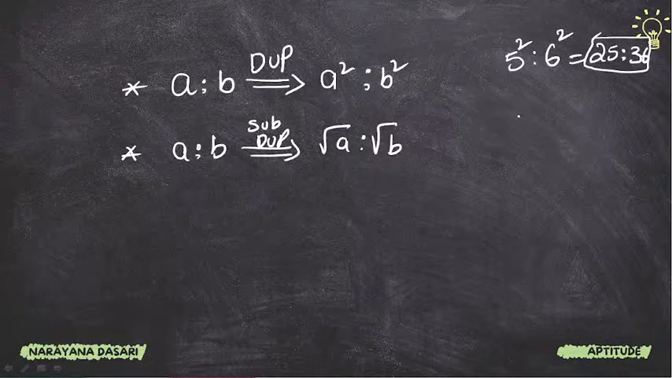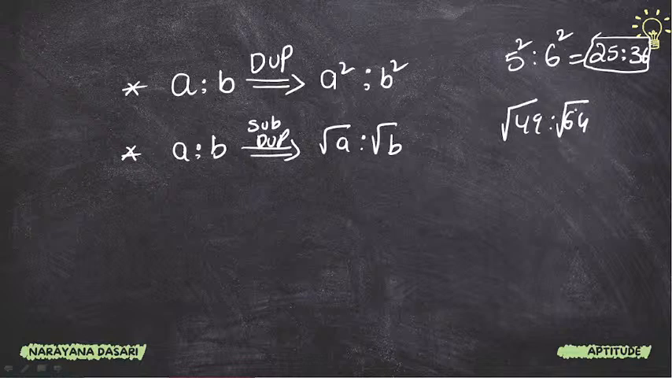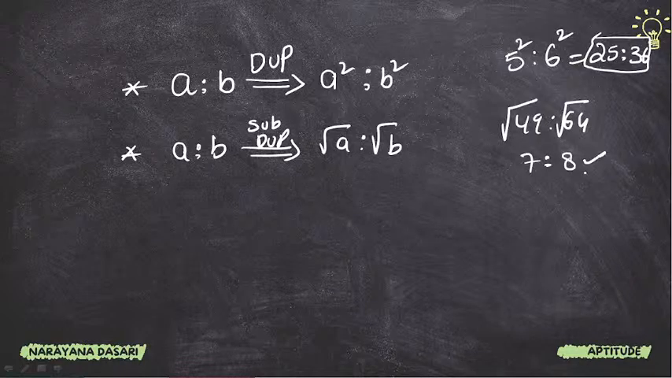For example, 49 is to 64. Find out the sub-duplicate ratio. The formula is root of A is to root of B. Root 49 is how much, guys? 7. Root 64 is how much, guys? 8. So the answer is 7 is to 8. A is to B sub-duplicate ratio is 7 is to 8. Just remember only the formulas, guys. Very, very important, guys.